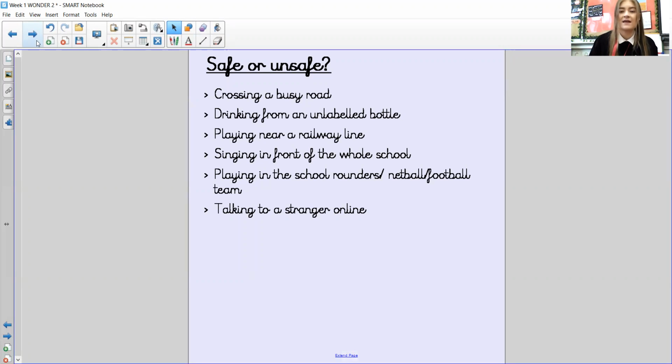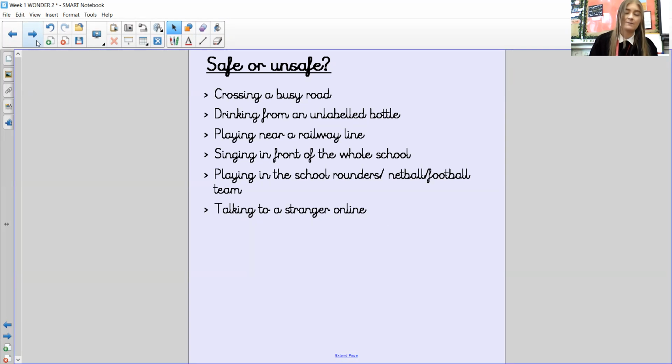Playing in the school rounders, netball or football team, again it's safe. You might injure yourself if you fall over, for example, but on the whole it is a safe thing because the environment is safe. School and the team make sure that you will be safe when you're playing the game. So the risks involved, such as injuring yourself or falling over, are generally reduced, making it quite a safe activity. Talking to a stranger online, I would say, is unsafe in pretty much every way.